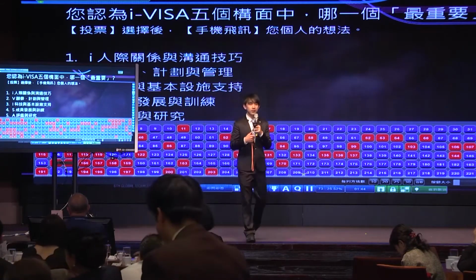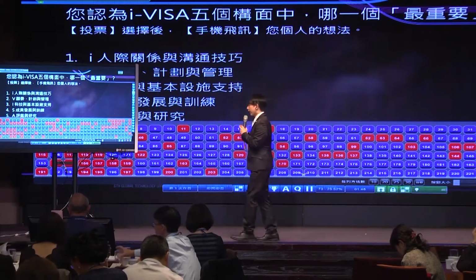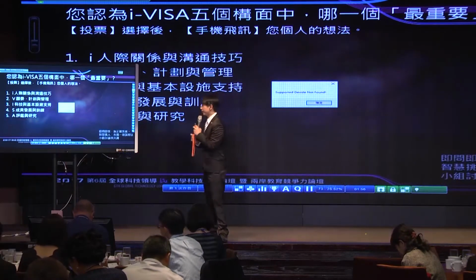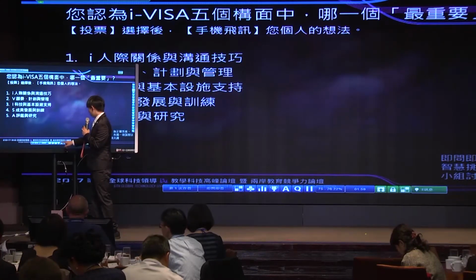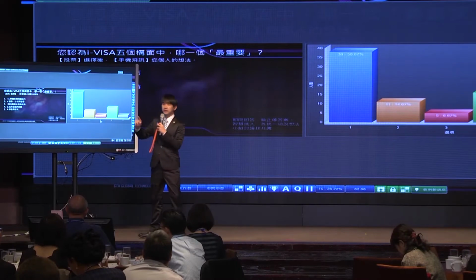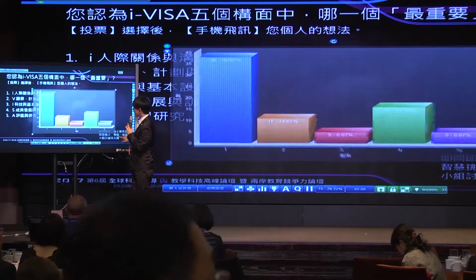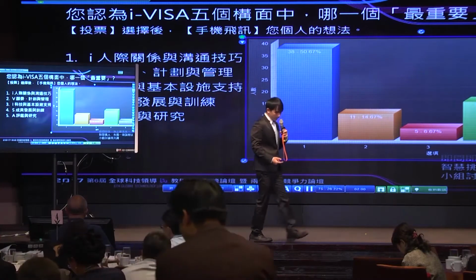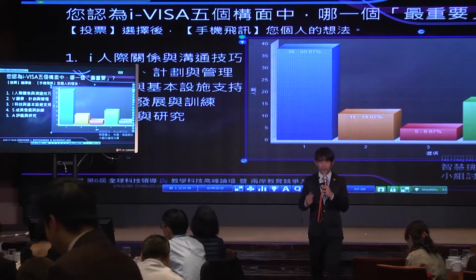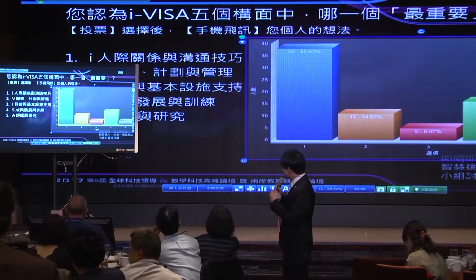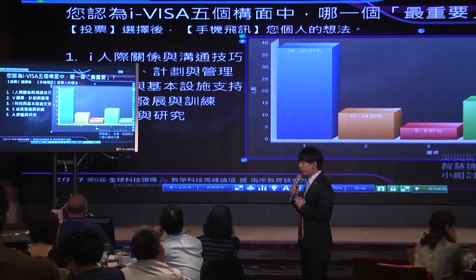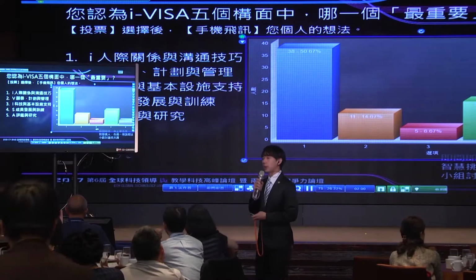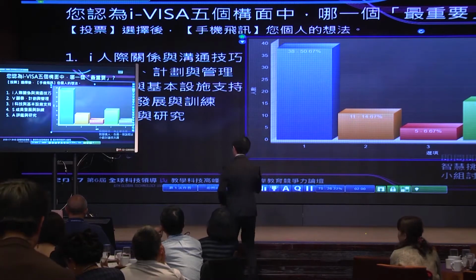So the system shows that we have over 70 answers. Let's take a look at what everybody thinks. Now, here are the results. So I now push this result to you. Do you understand what this graph means? So, Secretary General, according to this graph, what do people think about the most important feature? The first one, interpersonal relationships and communication skills.